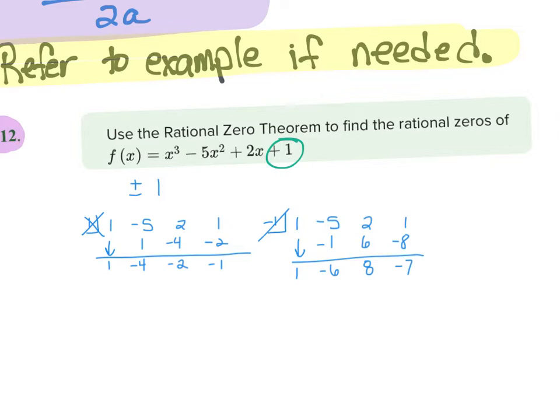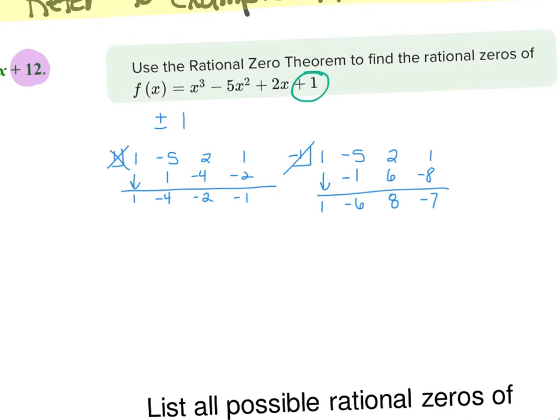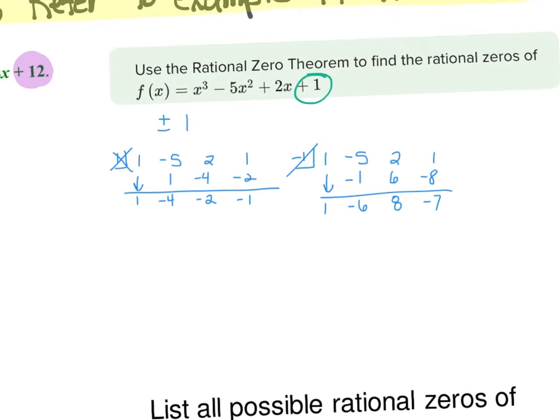Guys, are there any real zeros to this problem? No. It would be no, you don't have any real zeros. So if you were going to get a problem like this where nothing worked, it just means when this is graphed, it doesn't ever cross the x-axis anywhere.